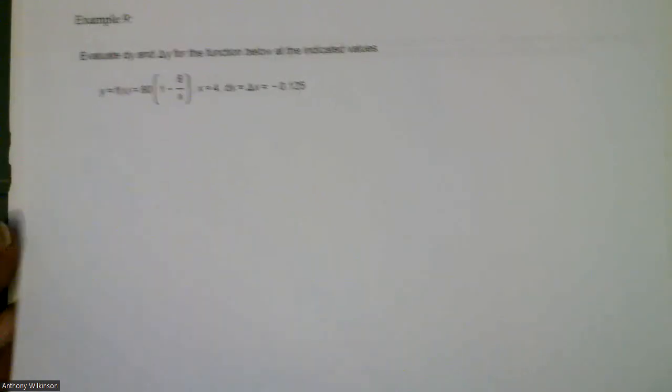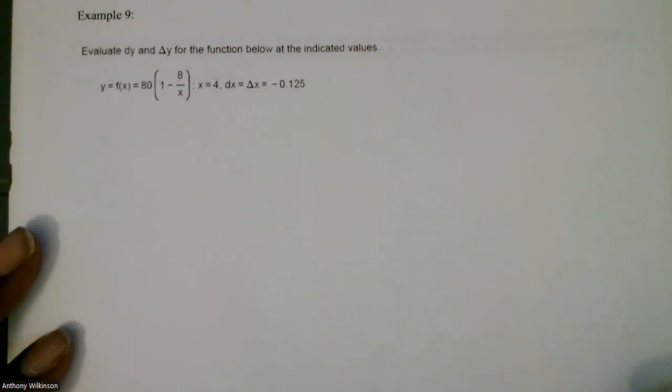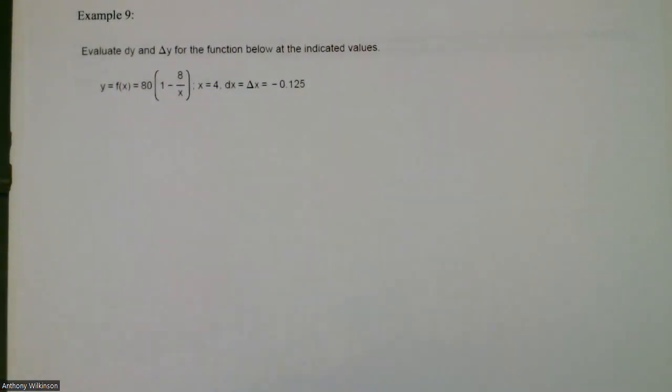All right, take a look at this next example here. Let's say I want to evaluate dy and delta y for the function below at the indicated values. Here you've got y equal f of x equaling 80 times the quantity 1 minus 8 over x. And here x is equal to 4. dx is equal to, of course, delta x, and that's going to be equal to negative 0.125.